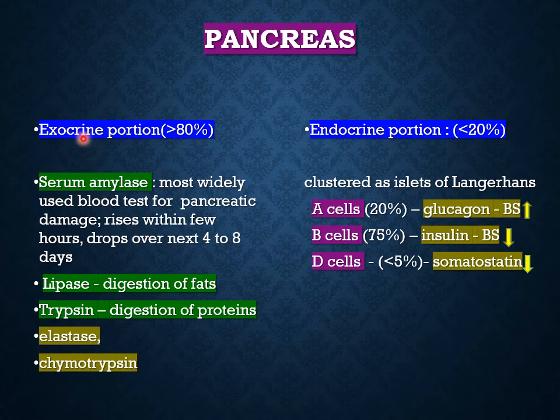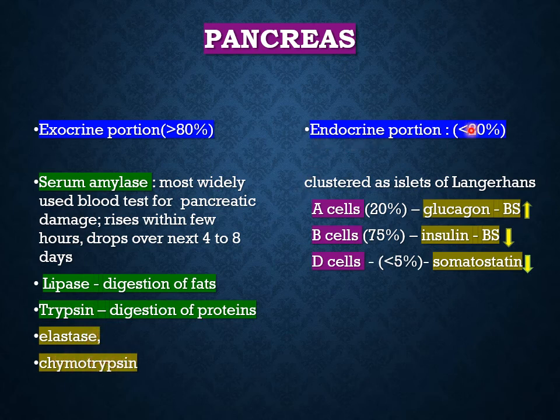The exocrine portion is responsible for secreting serum amylase, the most widely used blood test for pancreatic damage, serum lipase, and serum trypsin. Lipase is for the digestion of fats and trypsin for the digestion of protein. Other enzymes include elastase and chymotrypsin.